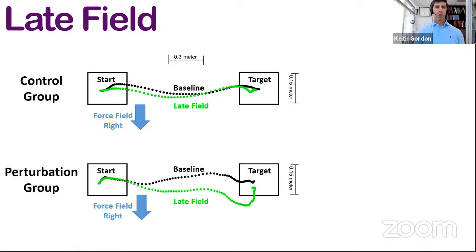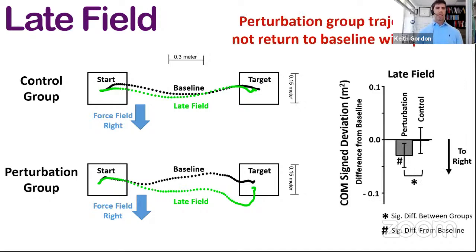When we compare the control participant to a representative participant from the perturbation group, we can observe that the center of mass trajectory did not return to a trajectory similar to baseline. An examination of the group averages confirmed what we observed in the representative subjects. The perturbation group trajectory continued to deviate in the direction of the viscous force field, even after 70 trials of practice. So this sustained center of mass deviation, even after substantial practice, indicates that exposure to environmental uncertainty in this experiment impeded locomotor adaptation of the perturbation group.